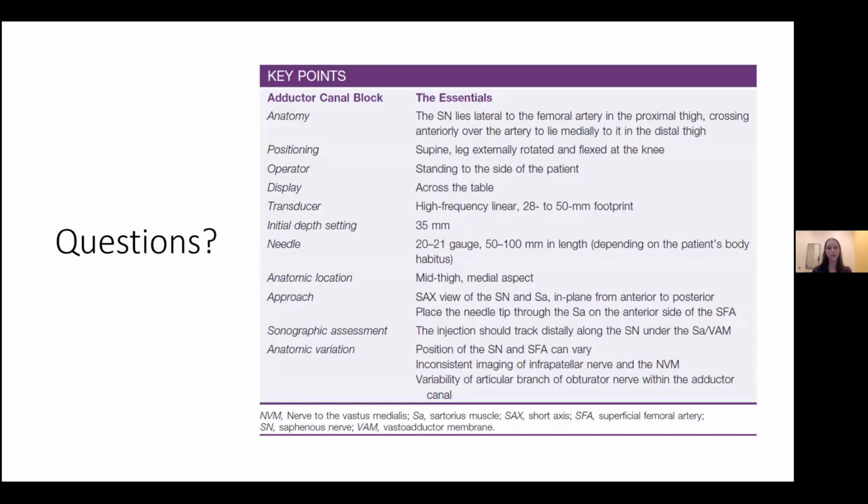And this is a summary sheet summarizing all the things that you need and your approach to the adductor canal block. Thank you.